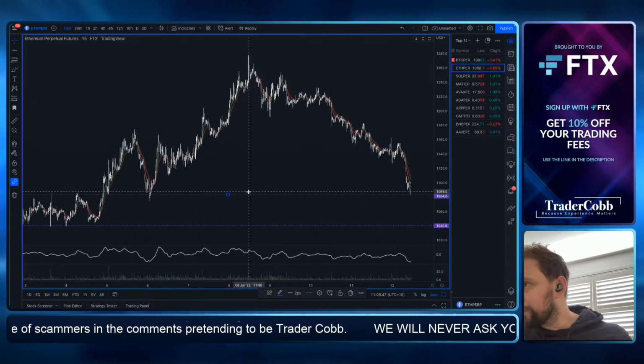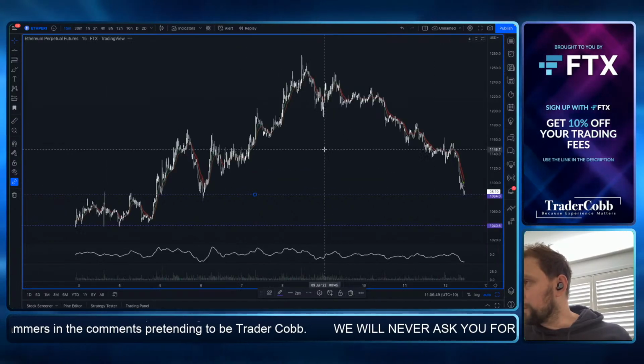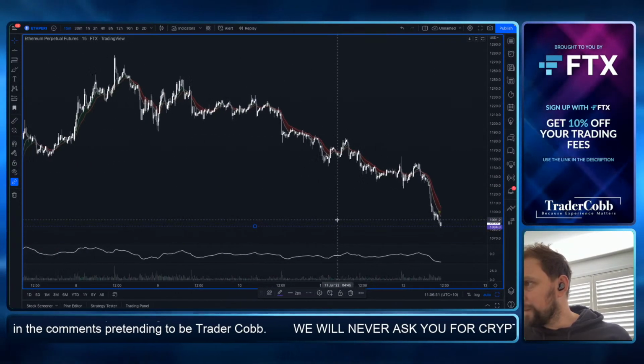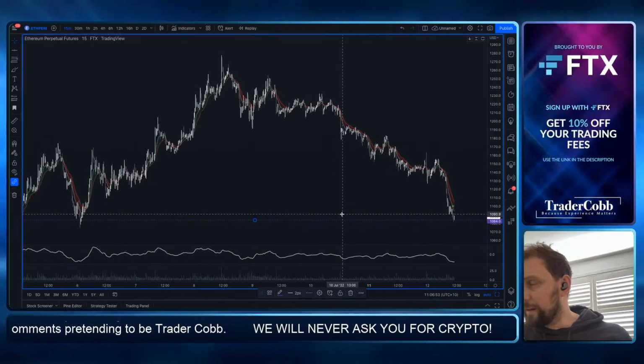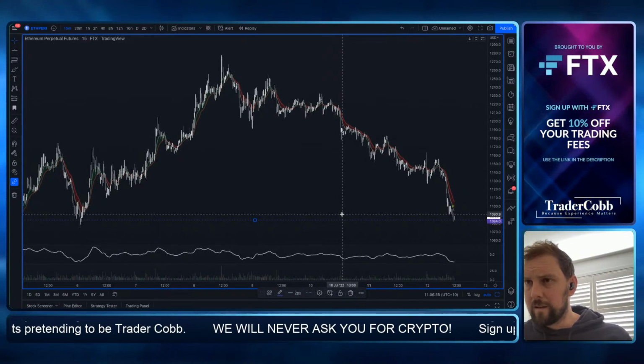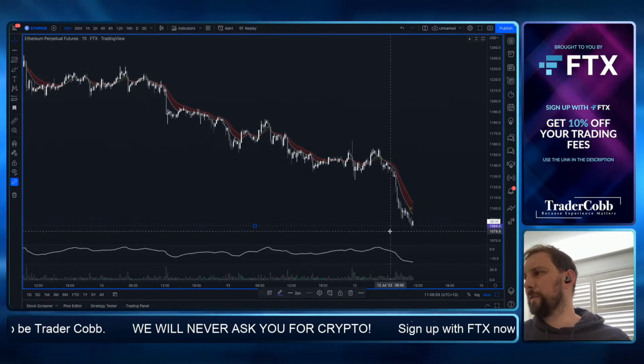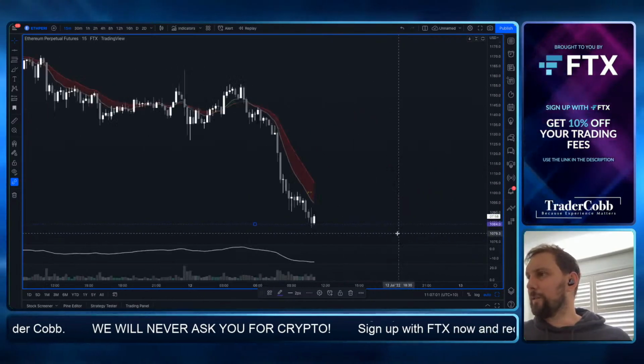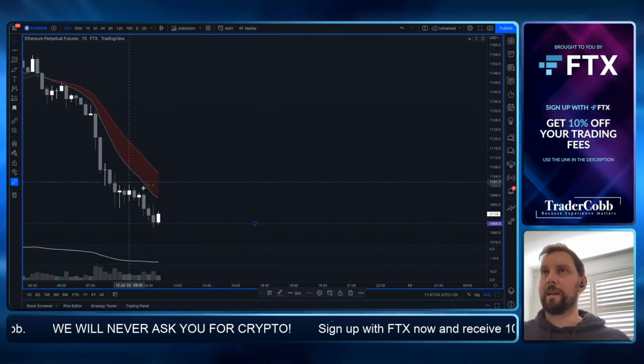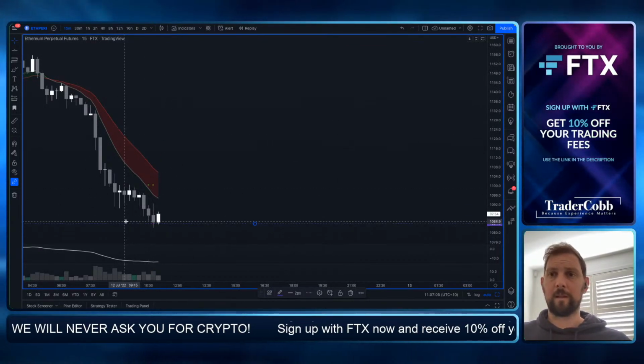And just close the top 10 bar there. And that's about it for here. So we've got a little bit of a level approaching there. Nothing too major. Again, ETH goes into my stalking list.